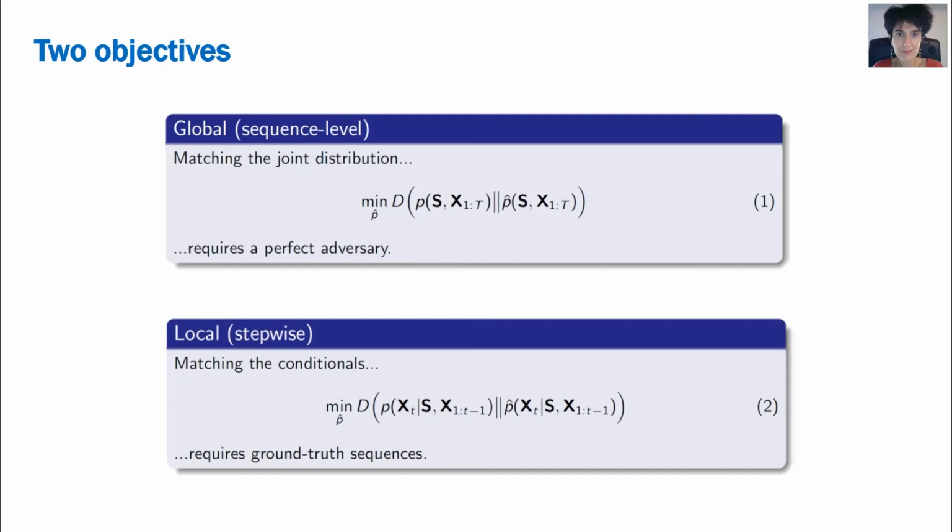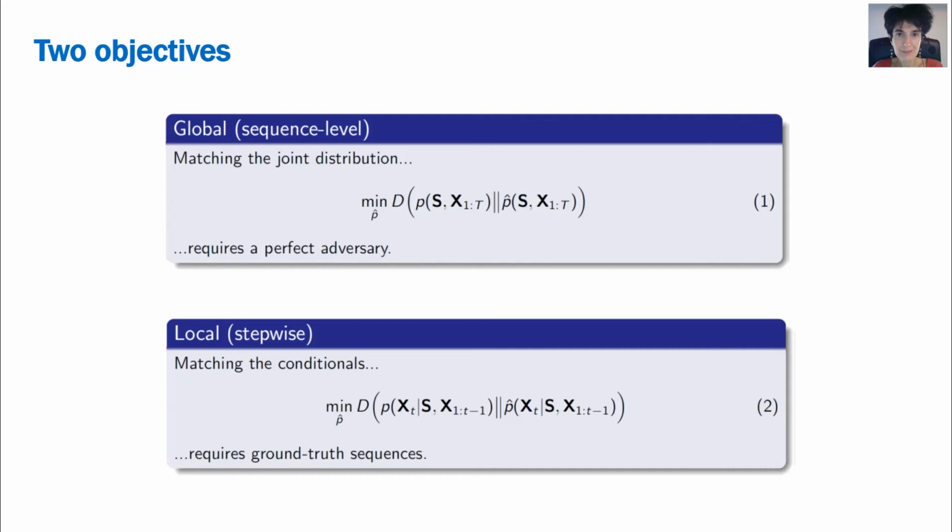So in this way, we are going to break the sequence level objective, which is aiming at matching the joint distribution, into a series of stepwise objectives that are focused on matching the conditionals. So in this way, we have a twofold objective. The first is global, and the second is local.